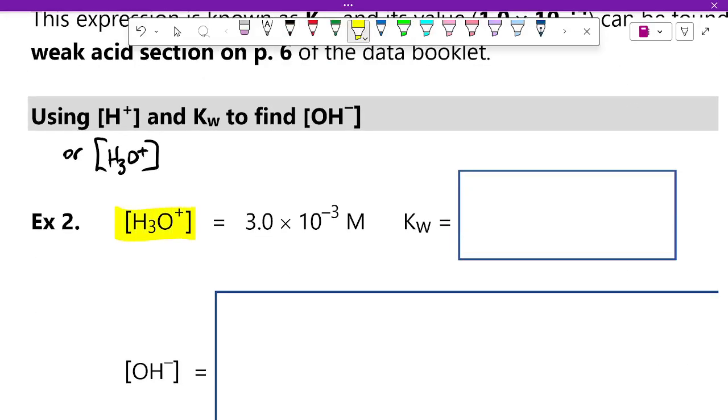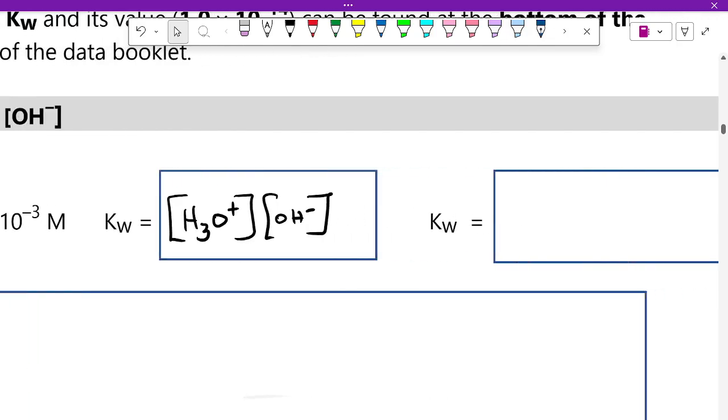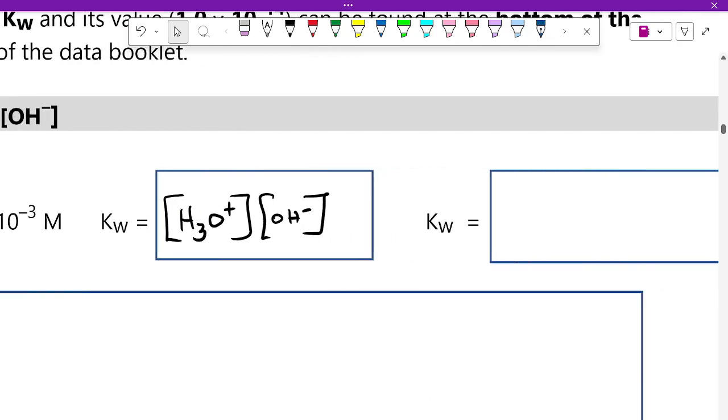hydronium. So which version of the Kw expression would we use? H3O plus times OH minus. And then our other blank over here is to give the value of Kw. What is the value of Kw? 1.0 times 10 to the negative 14. 2 sig figs there, by the way.